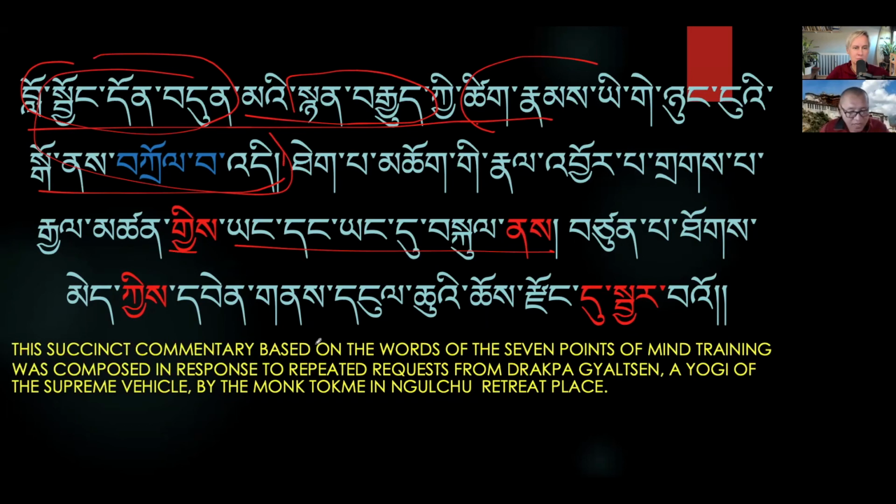This is all the name of the text described. And so it was composed here in response to repeated requests. So you see "yang da yang do," again, giving a request from the Dragpa Jensen. This is the Dragpa Jensen, Yogi of the supreme vehicle. So that's the Tekpa Chok in Nenjurba, right? So that's the best. The Dragpa Jensen described the Tekpa Chok in Nenjurba.